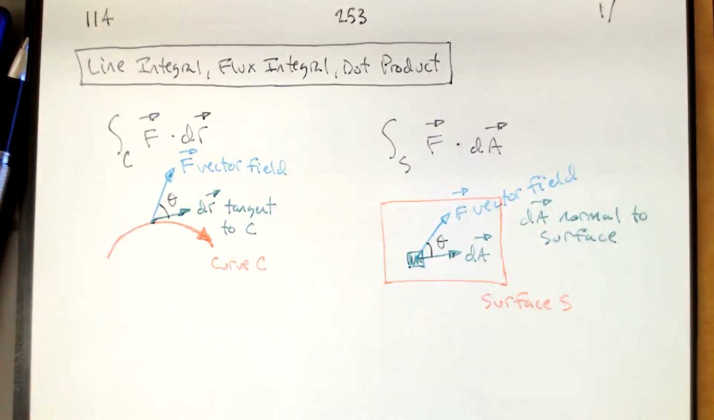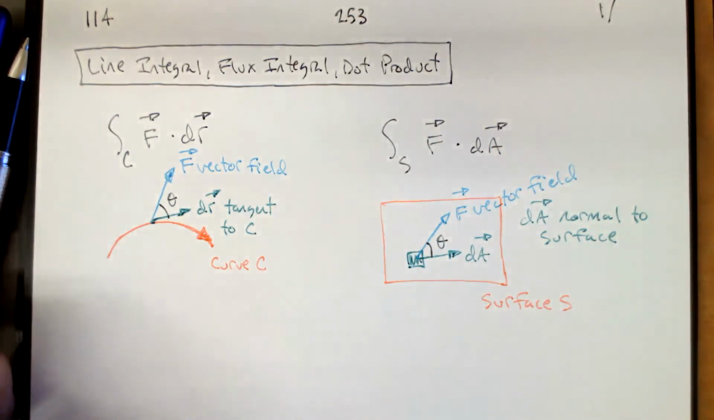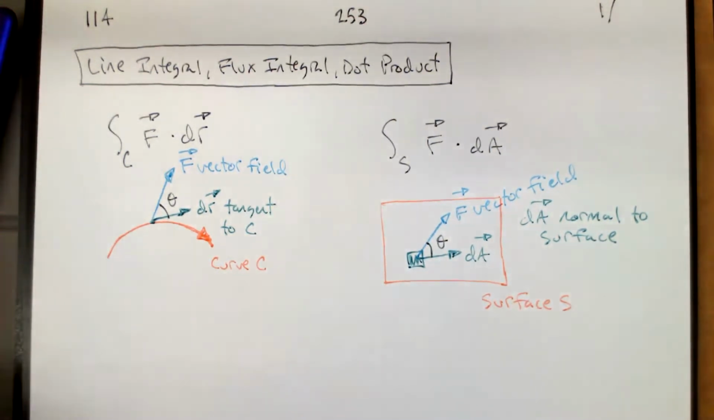So we have two very similar constructions with line integrals and flux integrals. I've got the vector field doing whatever the vector field is going to do. I can have some curve running through space or through the plane, and I want to know how much of the vector field is going in the direction of the curve.